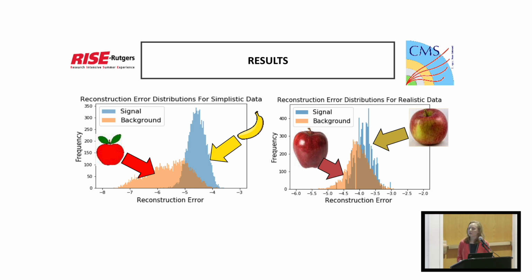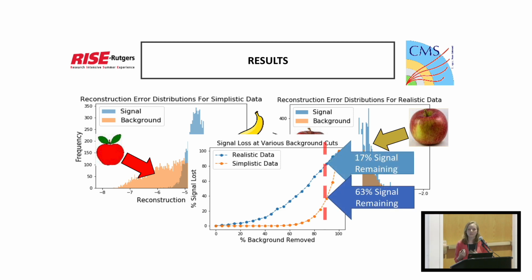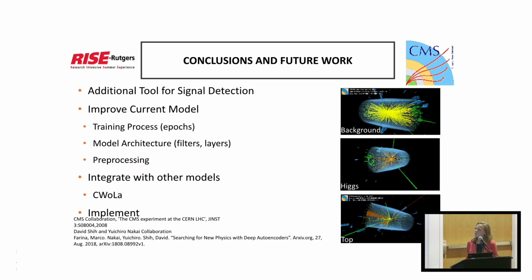As a good summary of how our autoencoder is doing, we can look at this plot down here. As a reminder, we're trying to narrow our focus. We're trying to isolate those images that we're interested in looking at, those bananas, while filtering out those apples that we don't want to take our time to look at. And what we found is that even on very realistic data, when we make a cut that removes 90% of that background data, 90% of those apples, we're still left with 17% of those bananas, 17% of that signal that we want to find, which tells us that our autoencoder is pretty good at isolating that signal. So in summary, this autoencoder is a good tool that we can use for finding new physics.